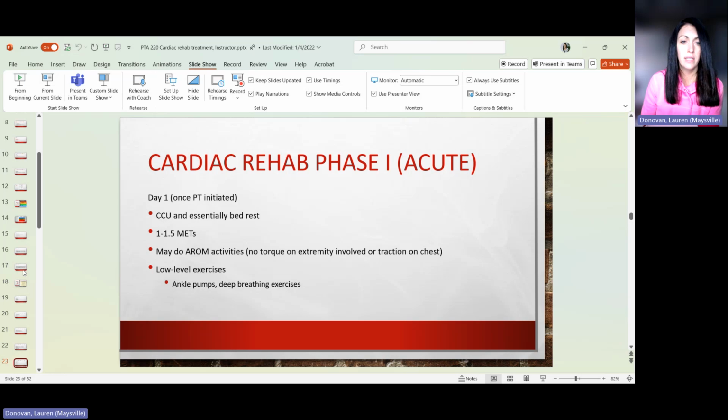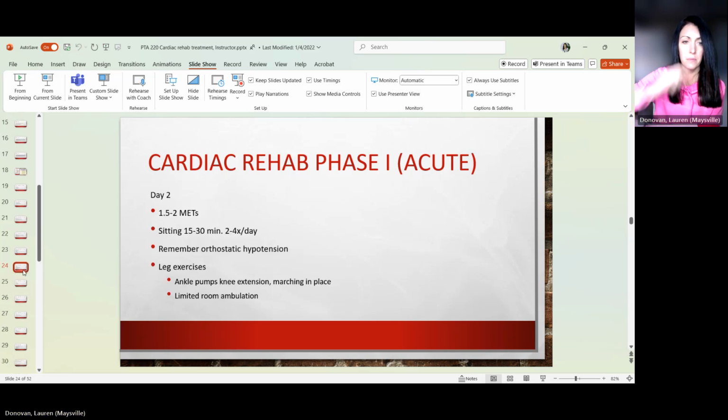Low level exercises, you could work on ankle pumps and deep breathing exercises, which we'll talk more about when we get into pulmonary anyways. This would be day 2, to give you an example. So 1.5 to 2 METs now. Hopefully your patient is able to progress to this next stage of sitting for 15 to 30 minutes, 2 to 4 times a day, and just keeping an eye on that orthostatic hypotension.